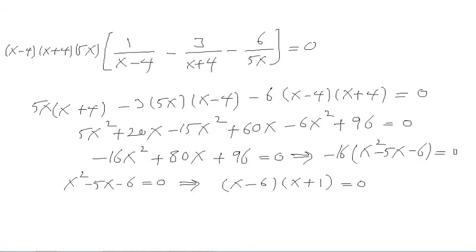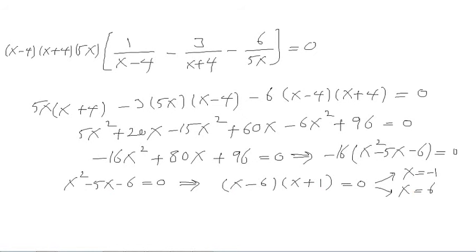Equals 0. Because I want the sum to be negative 5, I want the product to be negative 6. That's good. This implies that x is negative 1 and x is 6. So I have two solutions, negative 1 and 6.